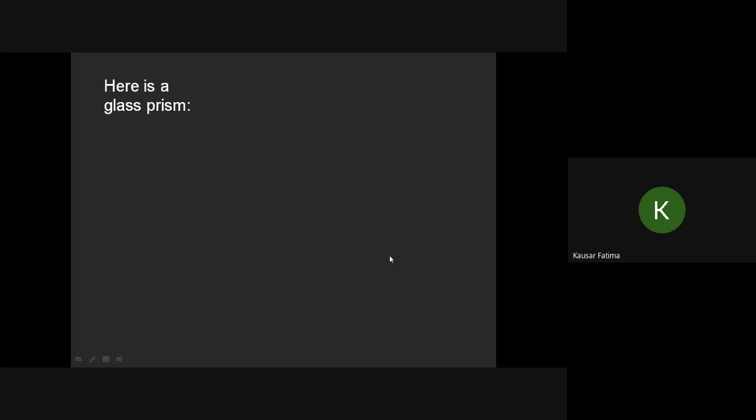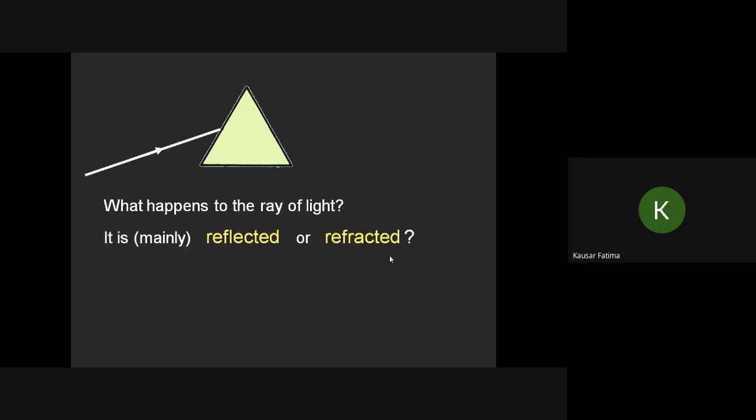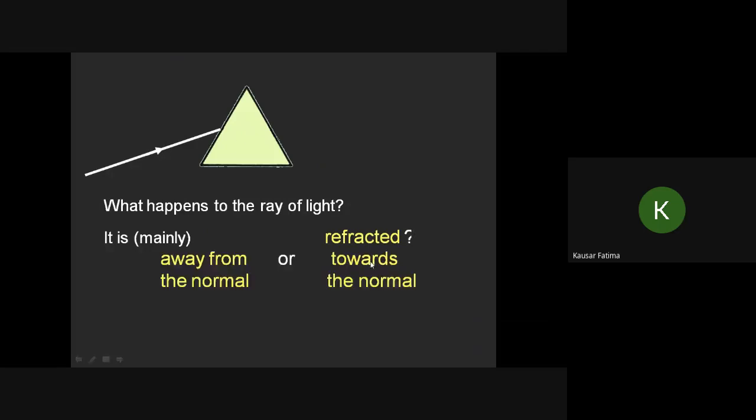Here is a glass prism, and a ray of white light arrives. And this ray of light, what will happen to it? See, it is mainly reflected or refracted. Both phenomena will occur, but it will mainly refract. Refract means, because prism is made up of transparent medium, it will enter the prism.